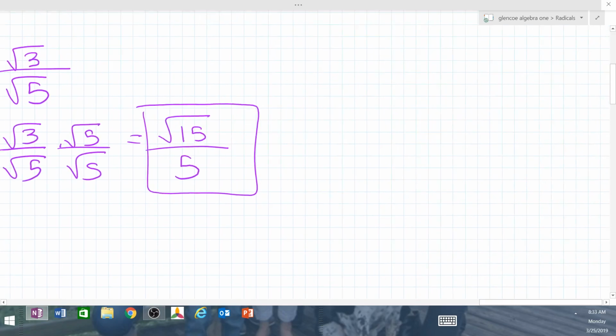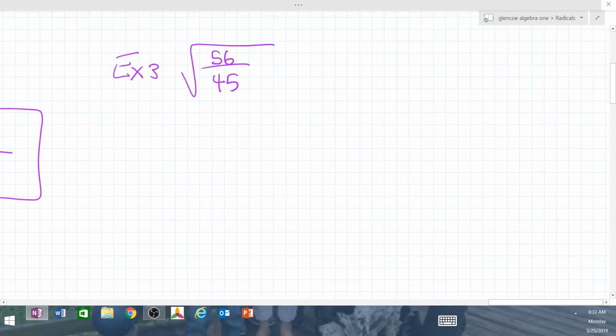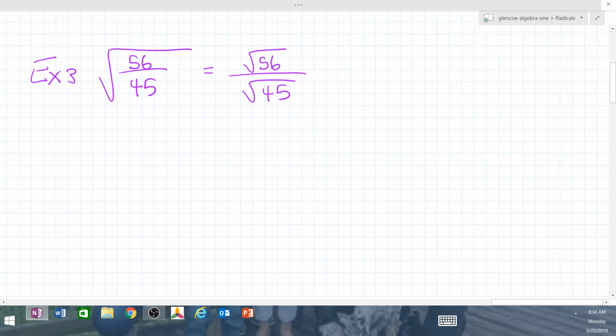Okay, what happens when we have something like this? What happens if I had something like the square root of 56 over 45? The square root of 56 over 45, first of all, can be rewritten as the square root of 56 over the square root of 45. Now, I'm going to try to make your life extremely simple.